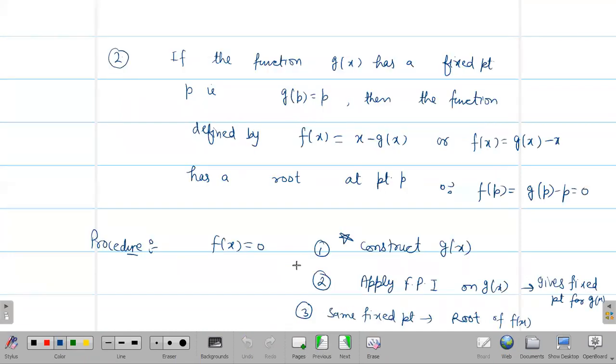Actually, you will not get anything from the procedure. When you do not get the first step, there is nothing to do. So we will do only the first step first, then you will do the rest.